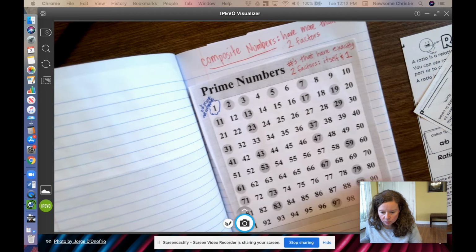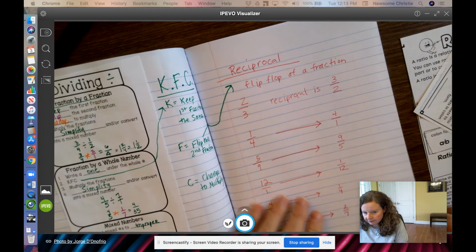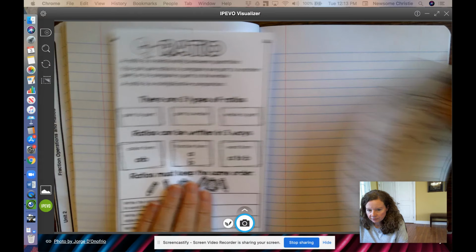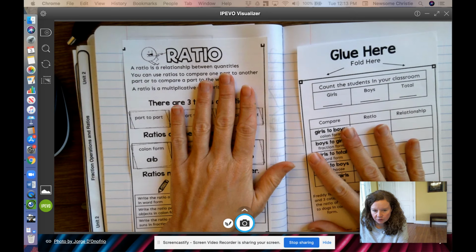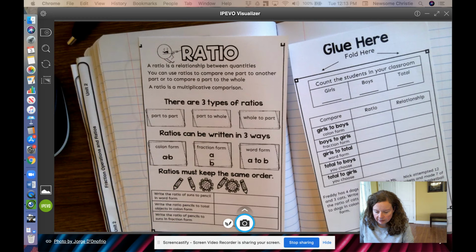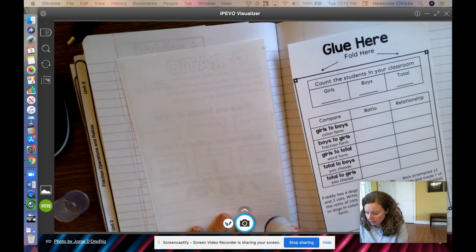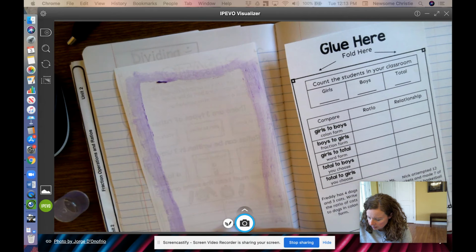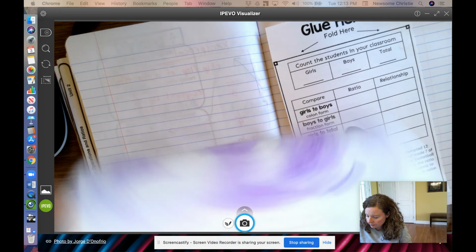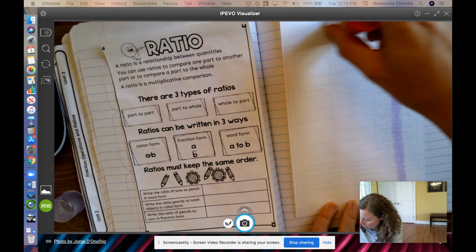So I'm going to turn now in my interactive notebook. So there's multiplying, dividing, reciprocals. And then here, I am going to glue in these two pages, ratio on the left and a little activity on the right. So feel free to pause the video, get your pages all cut, glued, and in your notebook. And we'll get started talking about what a ratio is. Give me just a moment.